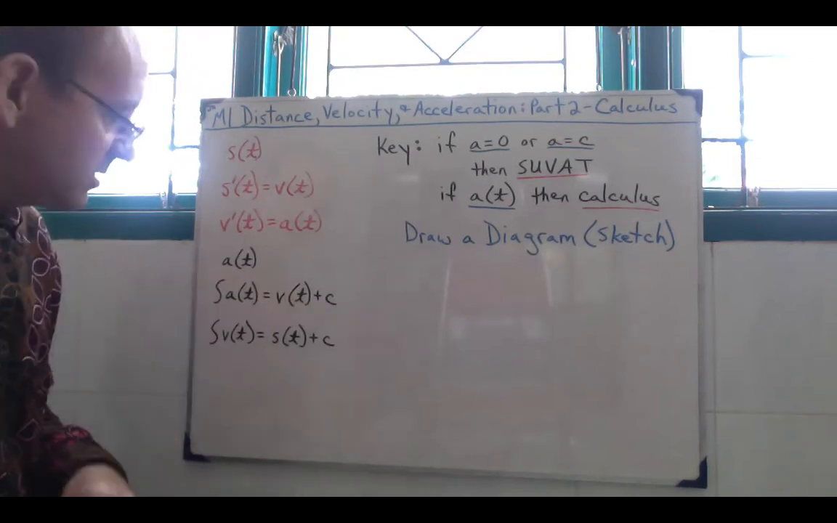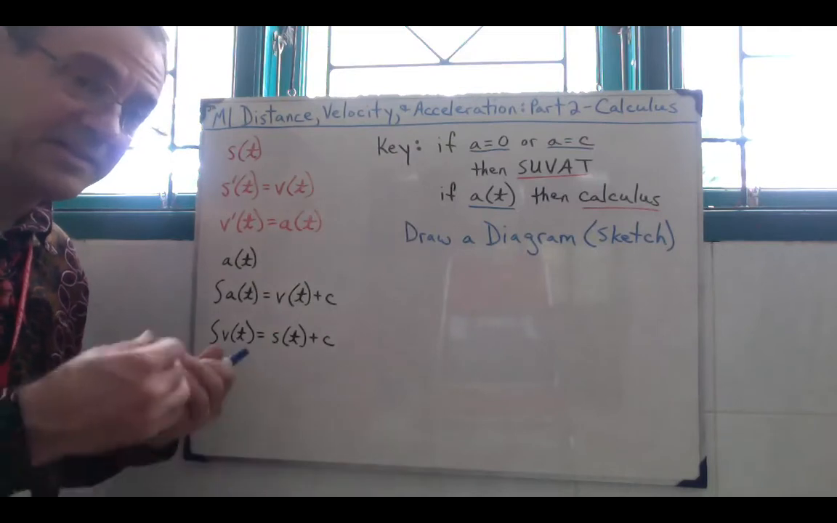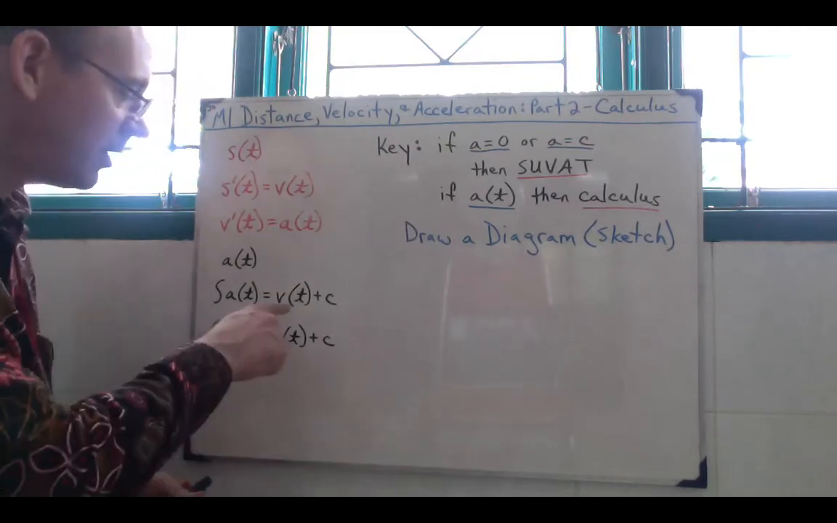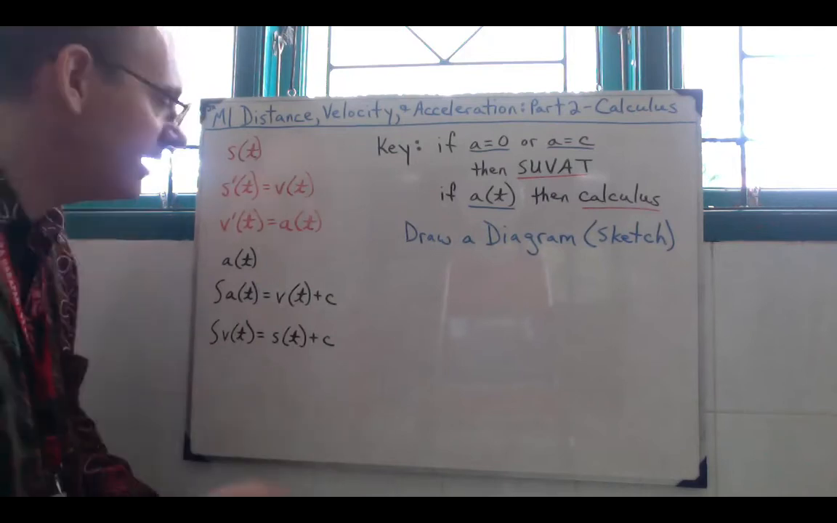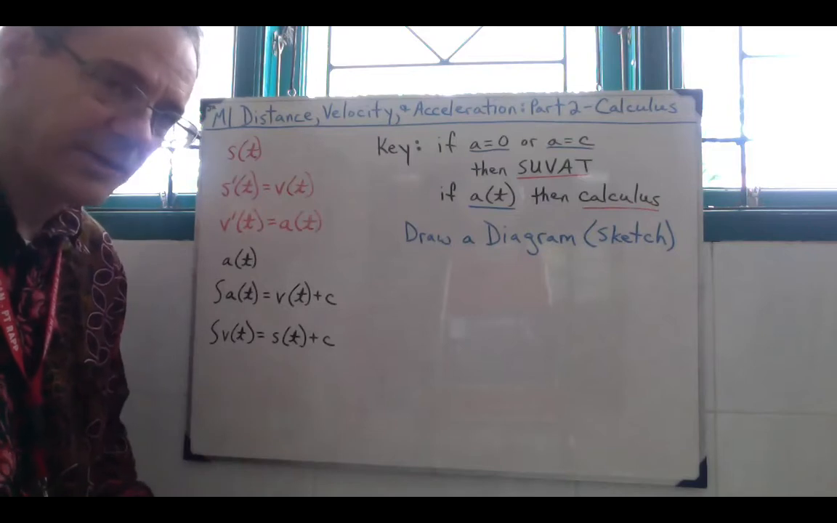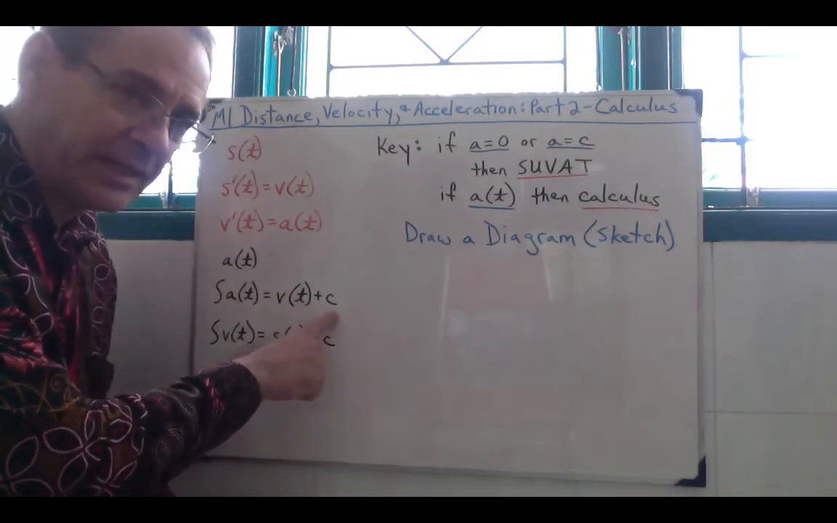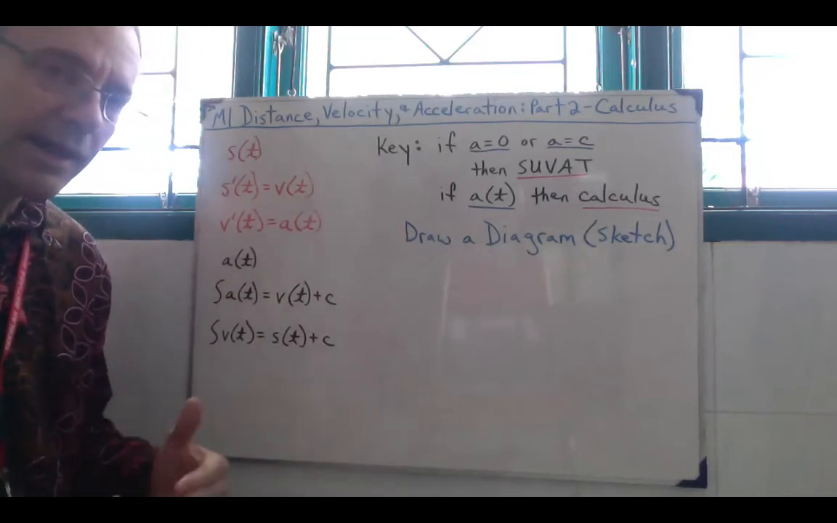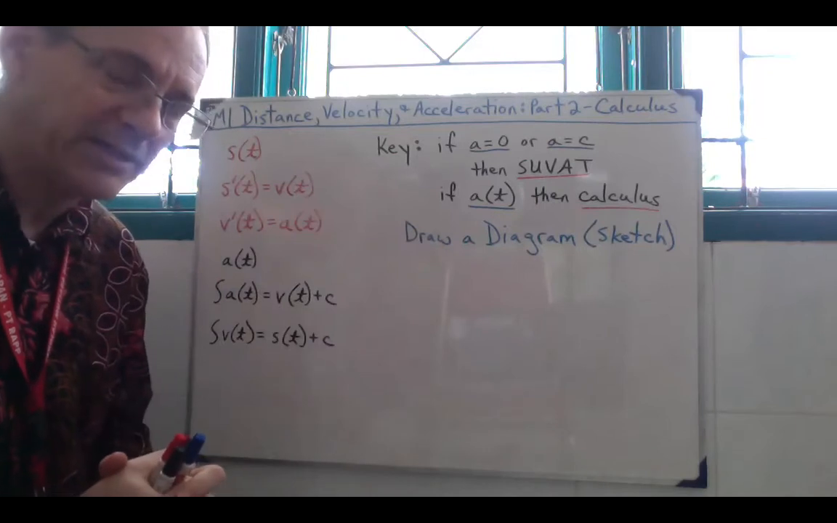Same thing with velocity: if at t equals 0, at your starting point, you have no initial velocity, then your c is 0. If you have an initial velocity from the very beginning, then that will be your plus c. So again, it's not like Pure Maths 1 where they explicitly give you a point to plug in.